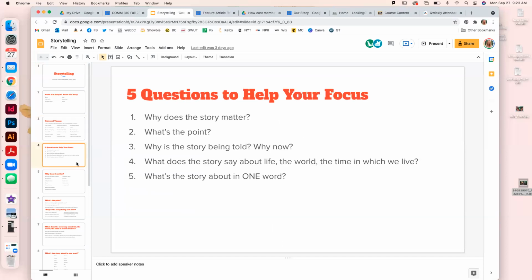So, 5 questions to help your focus. Think, why does this story matter? What's the point? Don't just pick something to get a topic. Think of something that really matters, something that has a good point. Why is it being told? Why now? Like I said, this doesn't have to be something that happened yesterday and you're getting that story out real quick, but why is this an important story to be told right now?